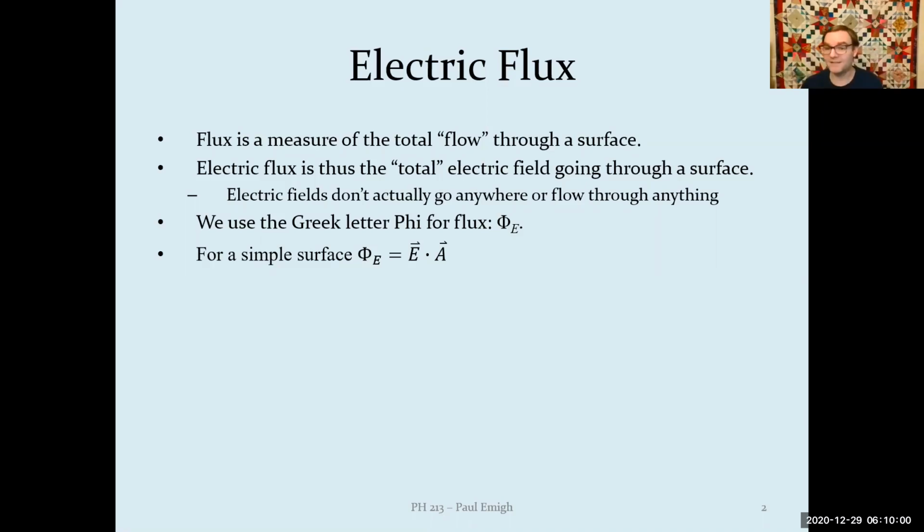To do a really quick example, if I have an electric field that points like that, and I have a surface that is oriented like so, if I take the dot product between this electric field and that area vector, they're going to point in the same direction, and I'll get basically just the electric field times the area vector.